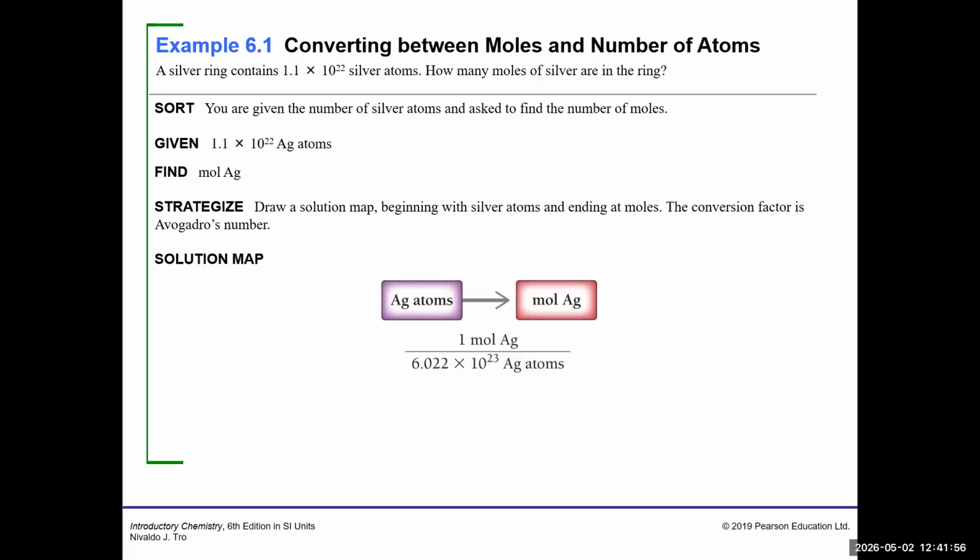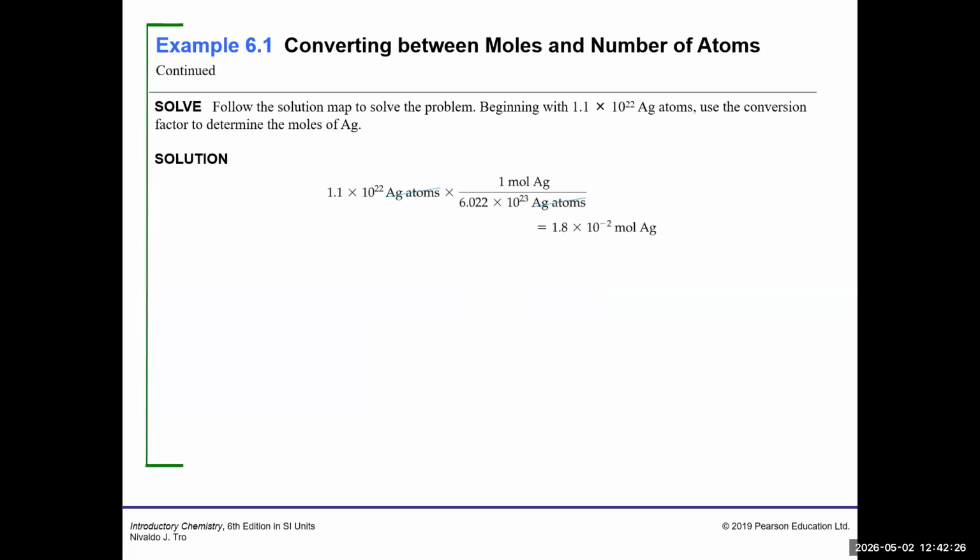All right, so we draw the solution map: silver atoms to moles of atoms. We have 1 mole of silver atoms equivalent to 6.022 times 10 to the power of 23 silver atoms. This is the solution map that we are going to use. So all we need to do is multiply the number of atoms that was given here in silver, then we get the moles.